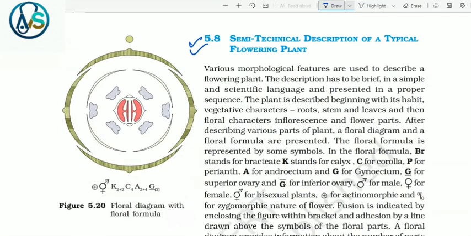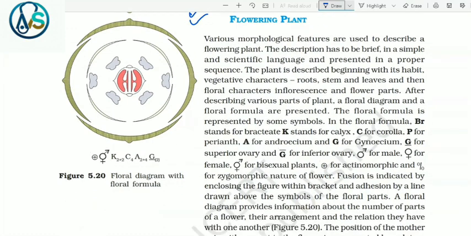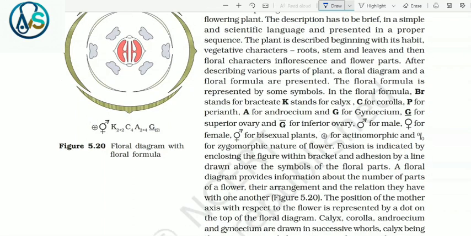5.8 Semi-technical description of a typical flowering plant. Various morphological features are used to describe a flowering plant. The description has to be brief, in a simple and scientific language and presented in a proper sequence. The plant is described beginning with its habit, vegetative characters like root, stem and leaves, and then floral characters, that is inflorescence and flower parts. After describing various parts of plants, a floral diagram and a floral formula are presented.